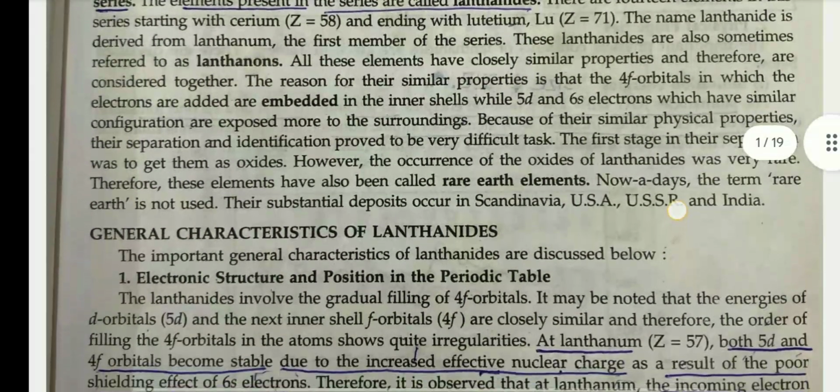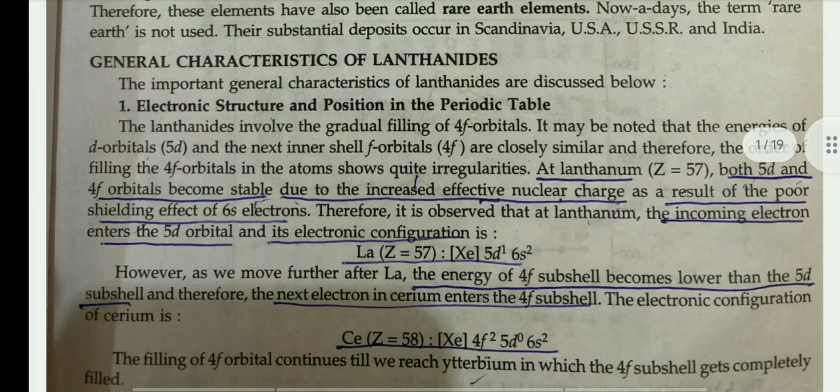General characteristics of lanthanoids. The important general characteristics of lanthanoids are discussed below. First one is electronic structure and position in periodic table. The lanthanoid series involves the gradual filling of 4f orbitals. It may be noted that the energy of the 5d orbital and the next inner shell f orbitals, 4f, are closely similar, and therefore the order of filling the 4f orbital in the atoms shows quite irregularities.